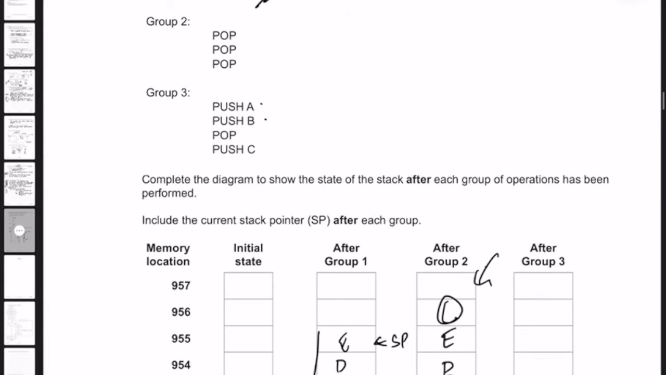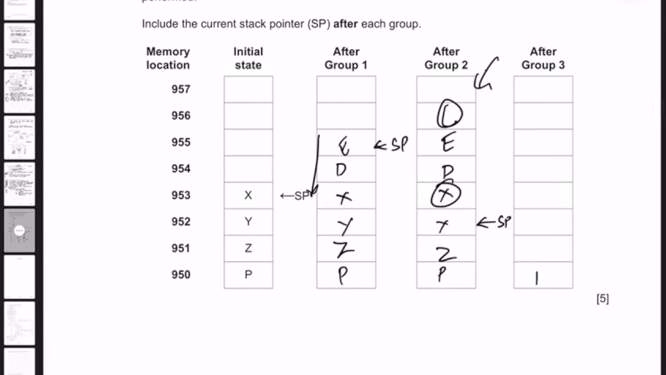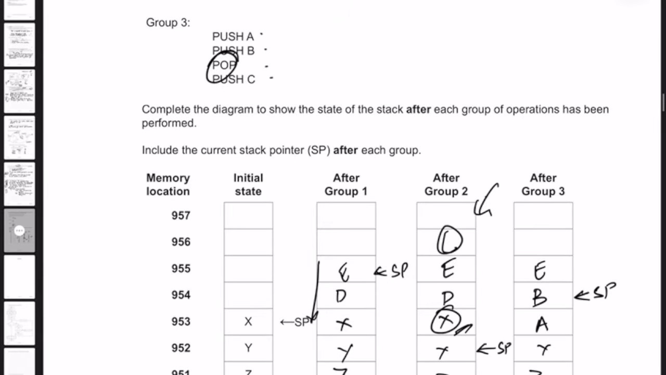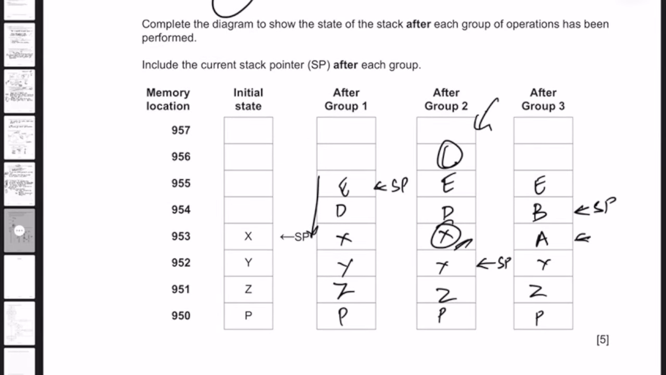So we have to push A, push B, pop, and then push C. So P, Z, Y. Whenever we push, it will come here. So push A, push B, and this remains the same. But first the SP is here, and we also have to pop one out and push C. So you pop one out, SP goes here, and then you add C here, and your SP becomes here, right? Which means it will just be like this, A, C, E, but your SP is here. That's it.